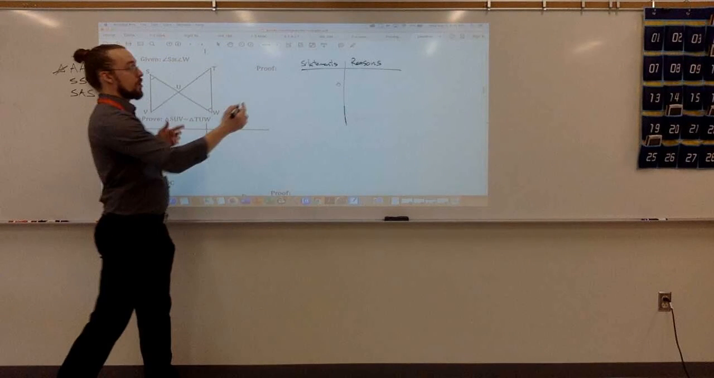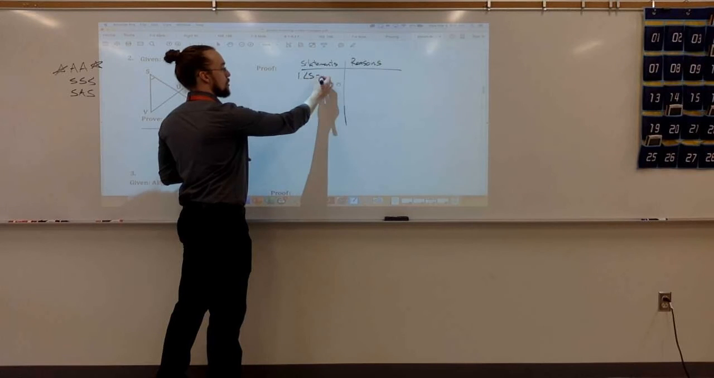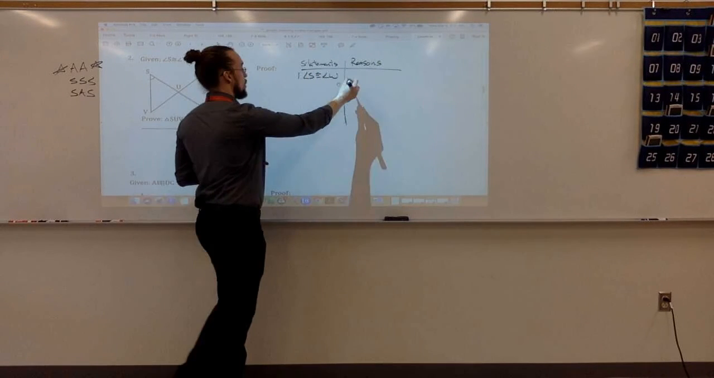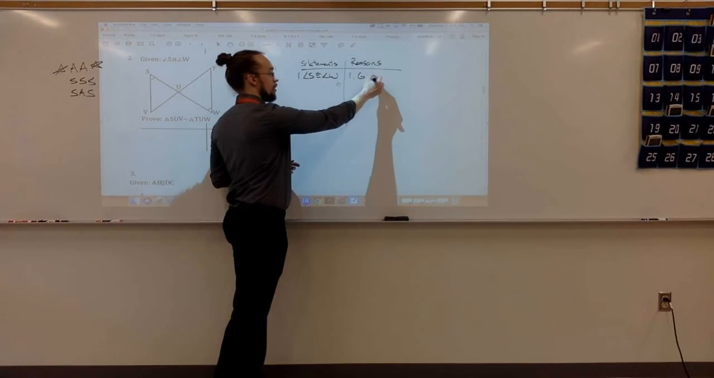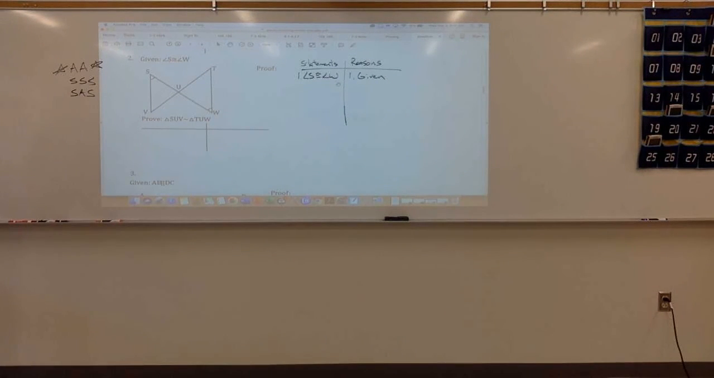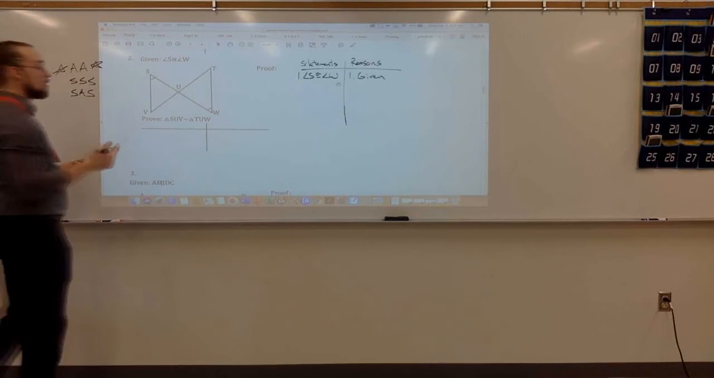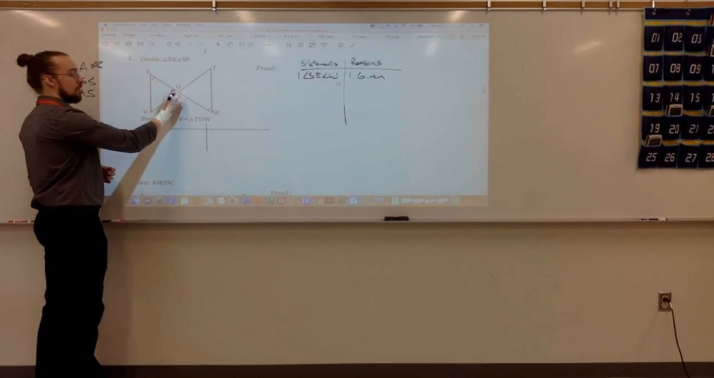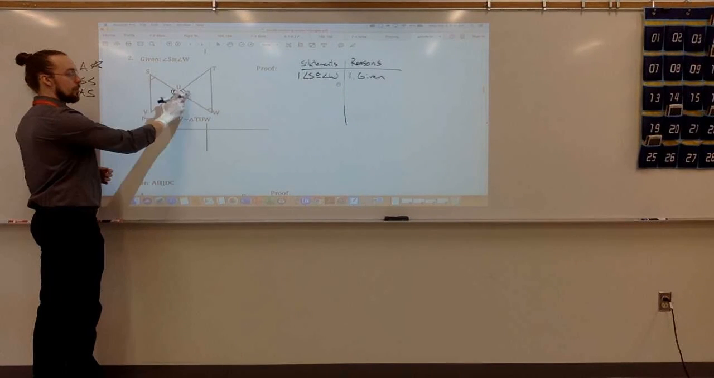So we can start with our given. Angle S is congruent to angle W. That's going to be given. So I've got one pair of angles congruent. Most of the time, when we have to look for information, we're looking for angles that are congruent. Just looking at this diagram, is there another pair of angles that I know for sure would have to be congruent? Sebastian? SUV and TUW. Exactly. These two here in the middle.